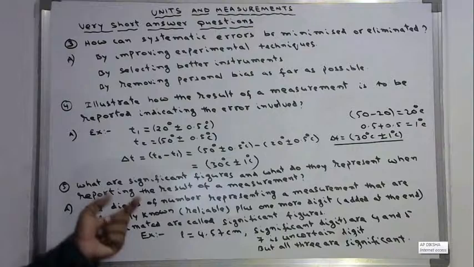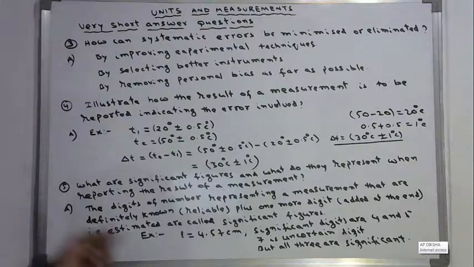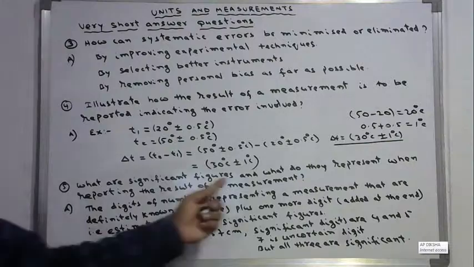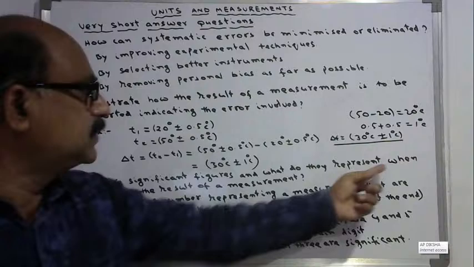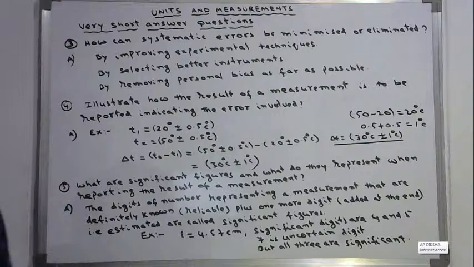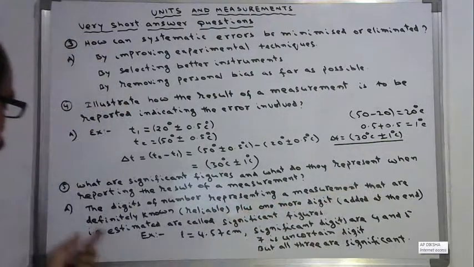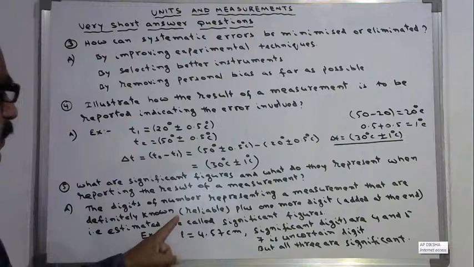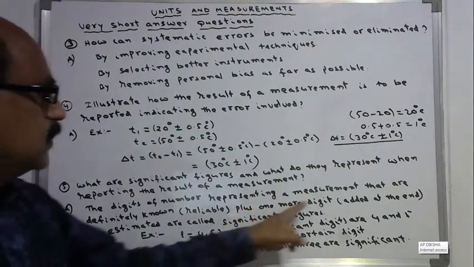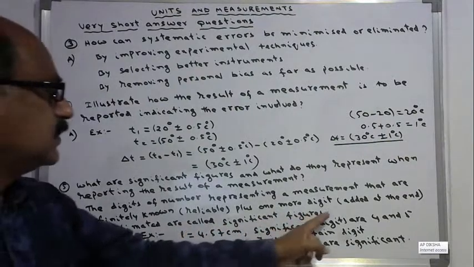First, the main value with the error. And the fifth question: what are significant figures and what do they represent when reporting the result of the measurement? See, significant figures means the digits of a number representing a measurement that are definitely known, that is reliable, plus one more digit added at the end of the number, that is estimated.